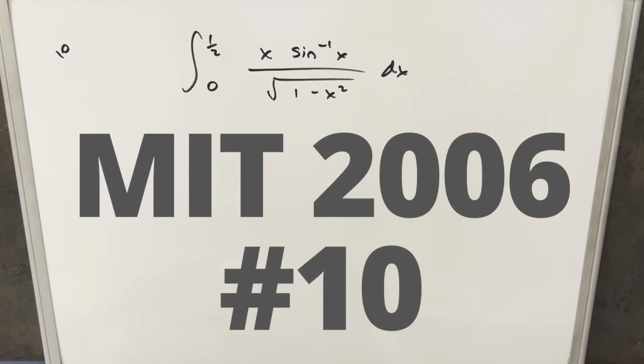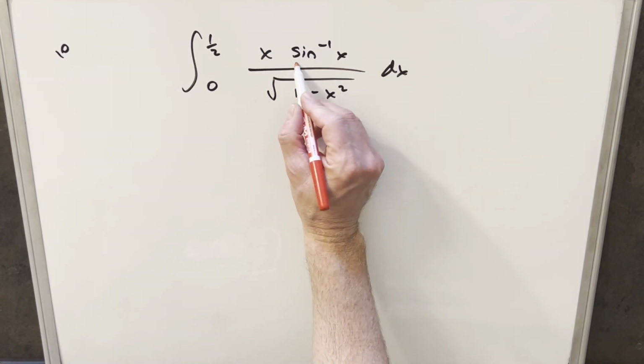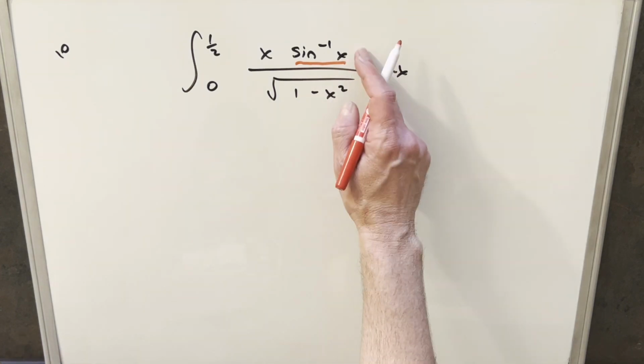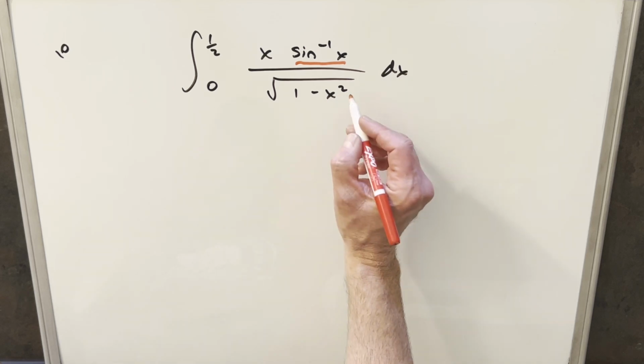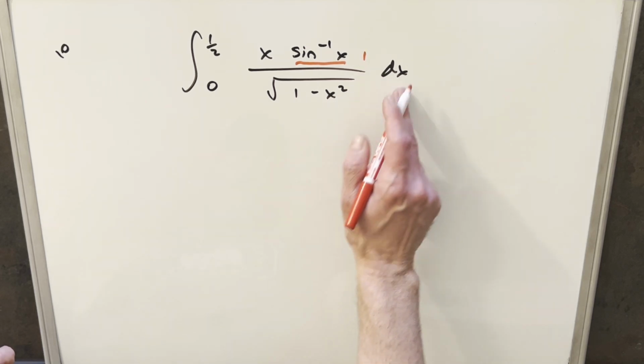Okay, we have written an interesting integral from the MIT Integration Bee 2006, problem 10. We have the integral from 0 to 1/2 of x arc sine x over square root of 1 minus x squared dx. The first thing I noticed with this problem is we've got arc sine here in the numerator. That can be difficult to deal with except for the fact that we have the derivative right here. We have 1 over square root of 1 minus x squared dx.